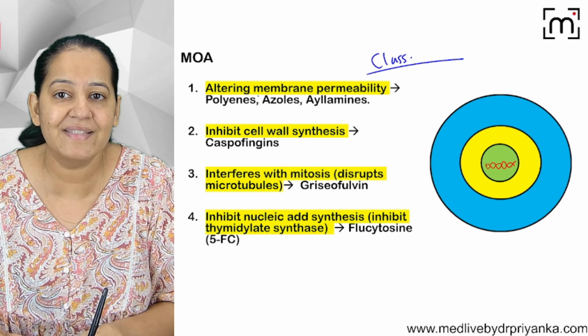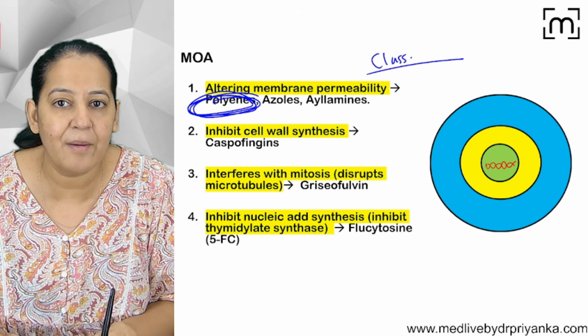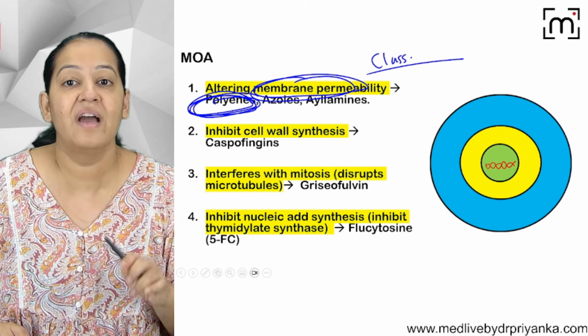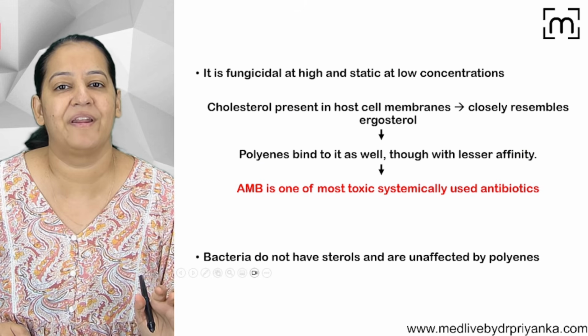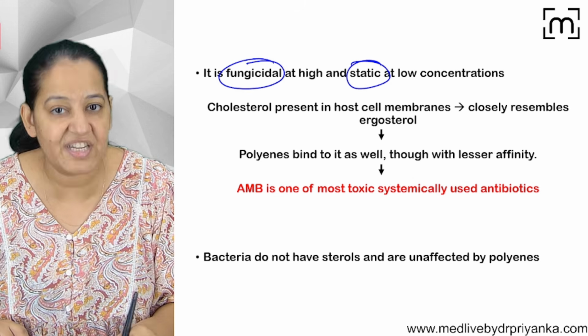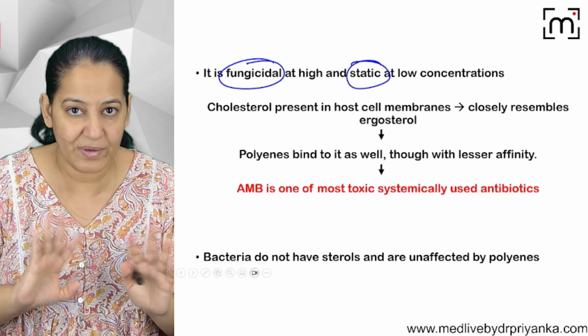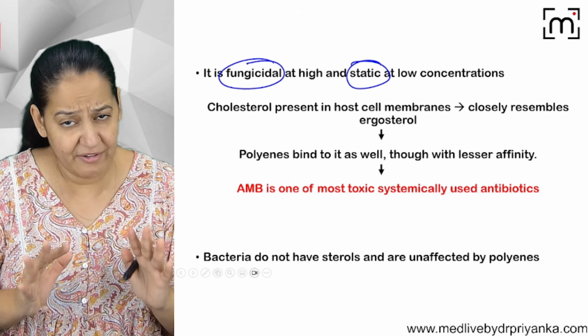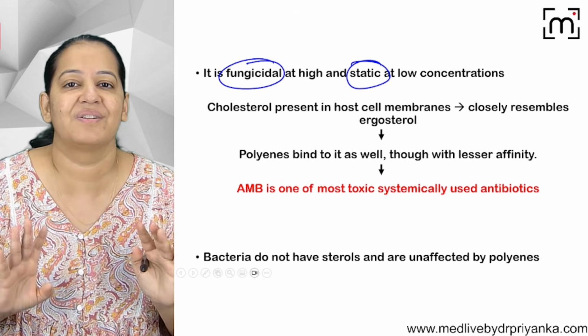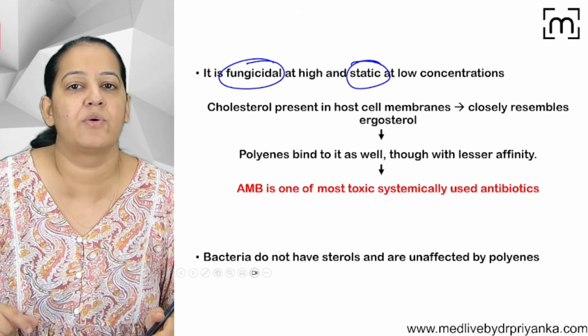Where are polyenes coming? Polyenes are coming in the cell membrane. They are altering the permeability of the cell membrane. It is fungicidal at high dose, fungistatic at low dose. At low dose, it doesn't kill the fungus, it just inhibits the fungus from multiplying. But at high dose, it kills the fungus. So it can be fungistatic, it can be fungicidal.